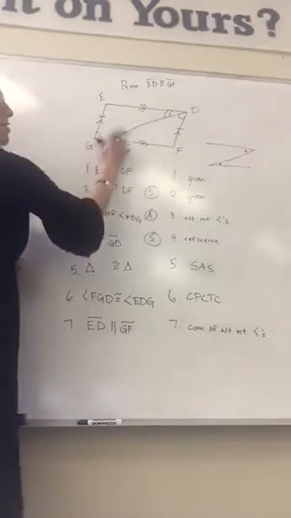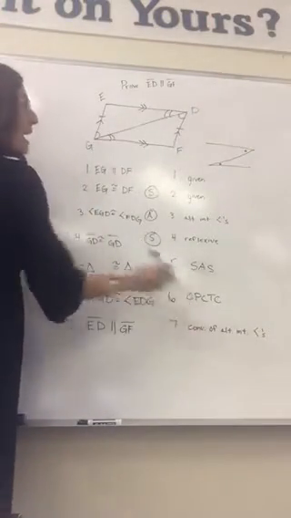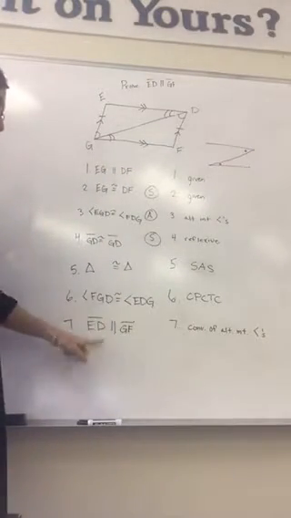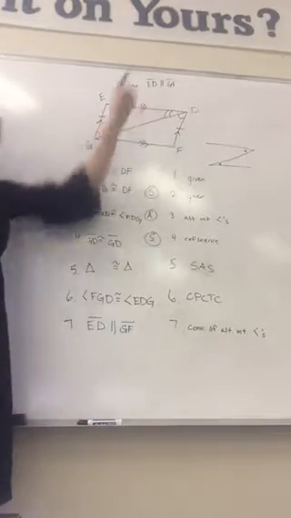So I was able to say those are congruent by CP/CTC, and then because they were congruent, I was able to use the converse of the alternate interior angles theorem to say that the parts were parallel.